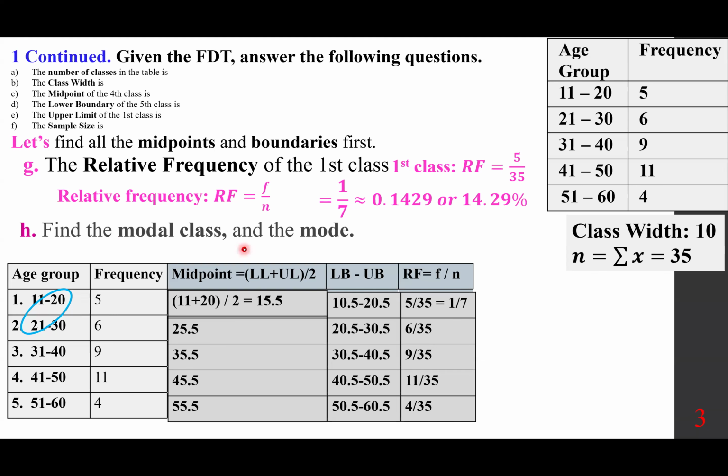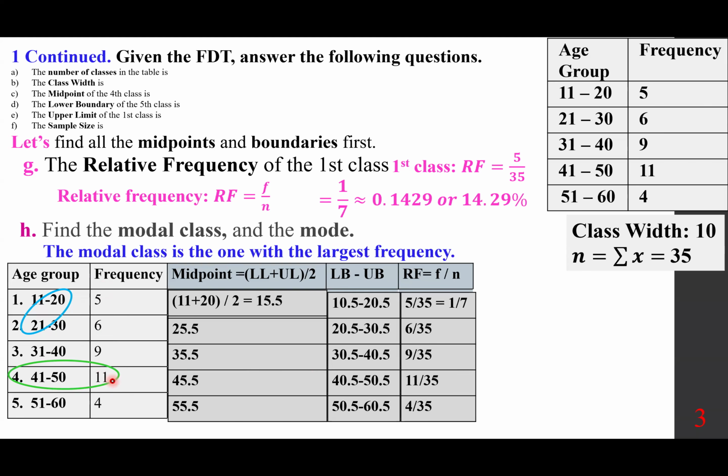Find the modal class and the mode. I hope you remember the mode is the one with the highest frequency of occurrence. The same thing here. The modal class is the one with the largest frequency. So you look at this column and you see which one is the largest, clearly 11.